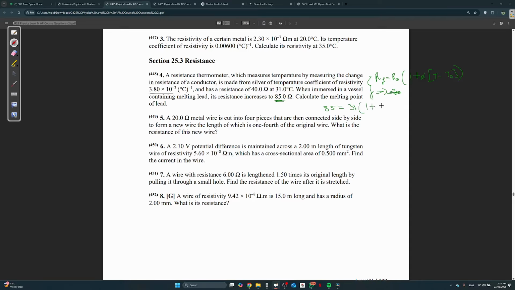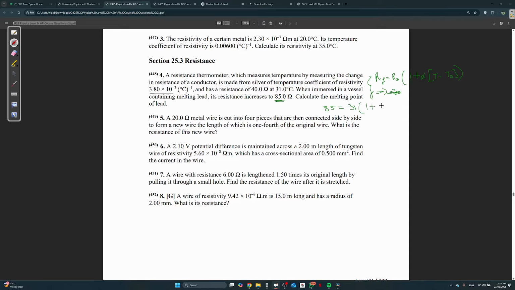Solving this equation, it's very easy to solve. You can just do shift solve on your calculator. You're gonna get 327 degrees Celsius. So the answer for the last one should have been 327.